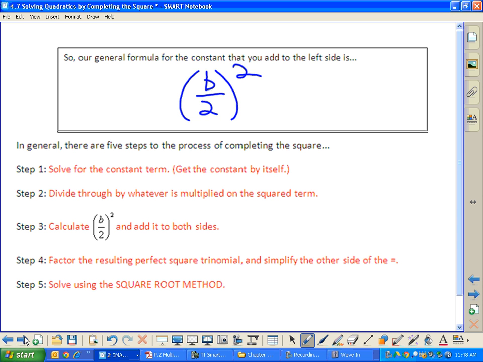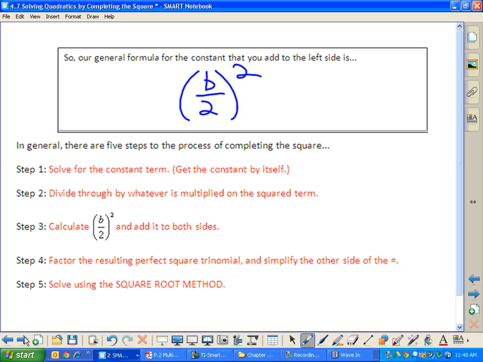Step 2 only applies in certain cases. You don't always have to do step 2. Step 2, you'd have to divide through by whatever is multiplied on your squared term. So if there's an a value other than 1, a number in front of your x squared like 2 or 7, you have to divide that out of the entire problem. Again, the idea is to make it a perfect square trinomial. You can't square root 7x squared, so you gotta get rid of that 7.